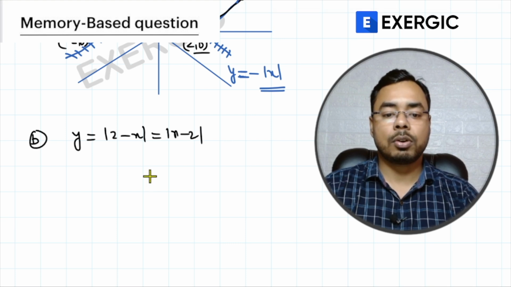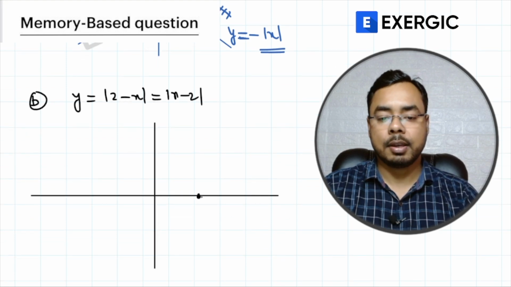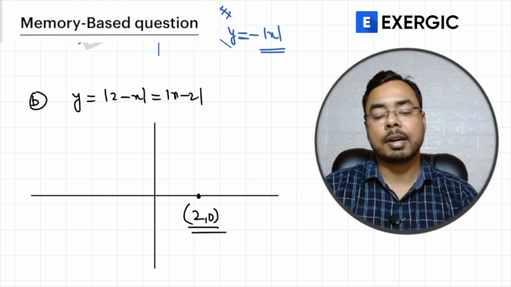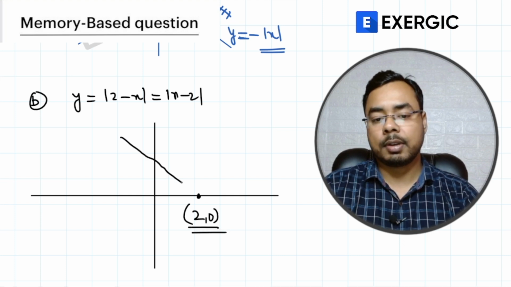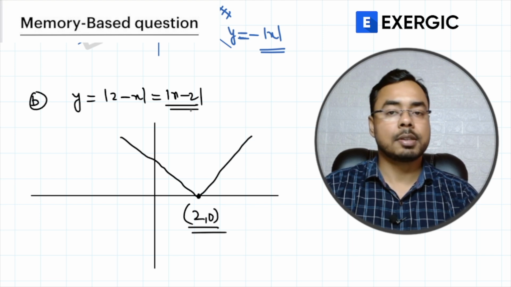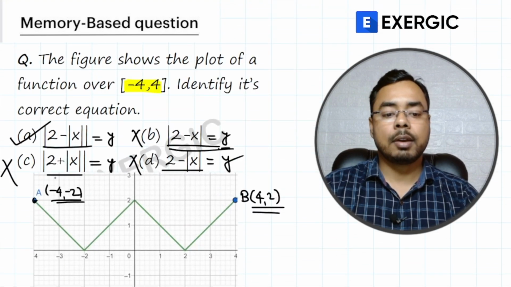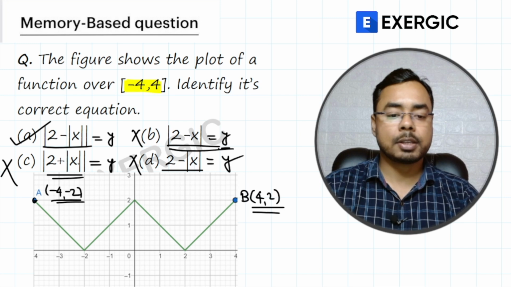So here if I want to draw the graph of this function, then you will get a V-shaped curve, and this will be the vertex of that V-shaped curve. When x is 2, you can see that the value of y will be 0, and you will get a curve something like this, right? So this is our graph of function y equals 2 minus mod x. Then the next one is y equals mod of mod x plus 2.